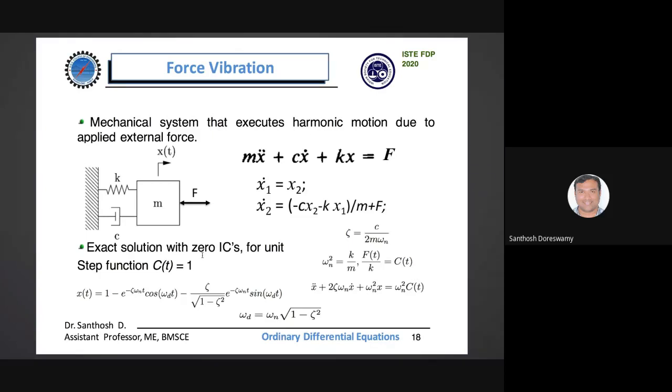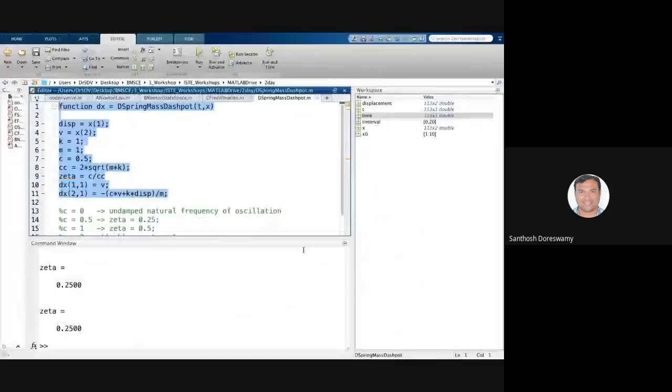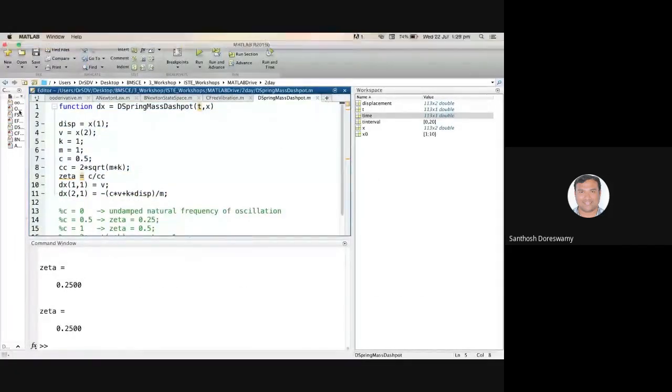So the initial conditions are always set to 0 in this problem, and c of t is set to be 1. For that, you have a standard analytical solution. If you use dsolve, you can get this solution. That solution is defined in terms of the damped frequency known as omega d. Omega d is omega n into root of 1 minus zeta square. If zeta is equal to 0, it becomes a harmonic motion. So we will try to take up a code and see how we can understand the response of the system.